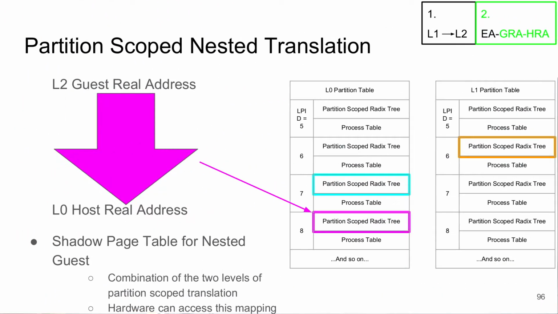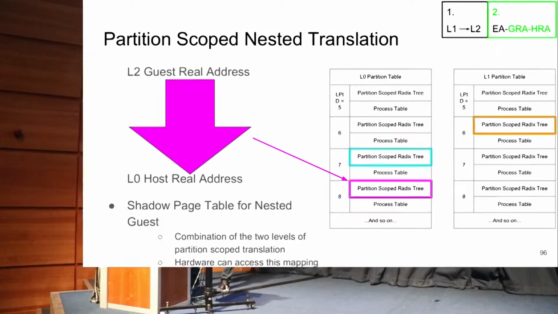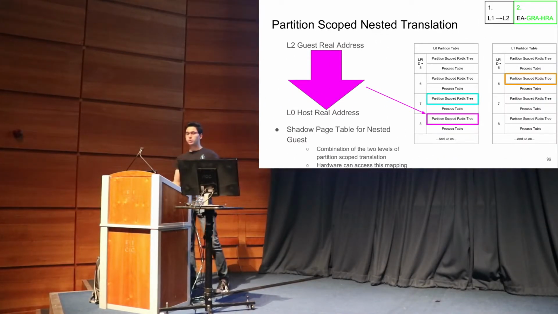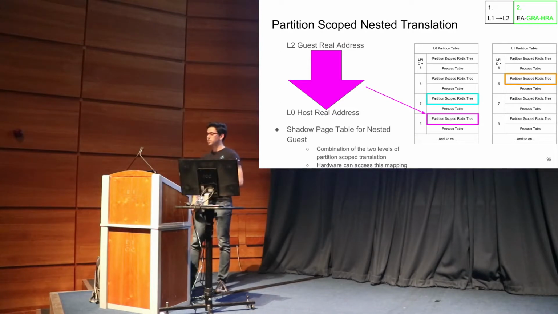And so now we have the entire translation. We have this shadow page table for our nested guests that we've created, and it's a combination of the two levels of partition scope translation. And it's in a place hardware can access now in our level 0 partition table.